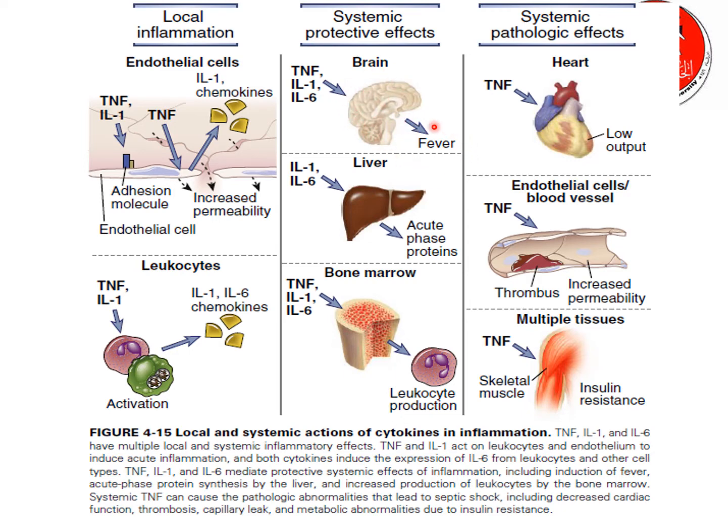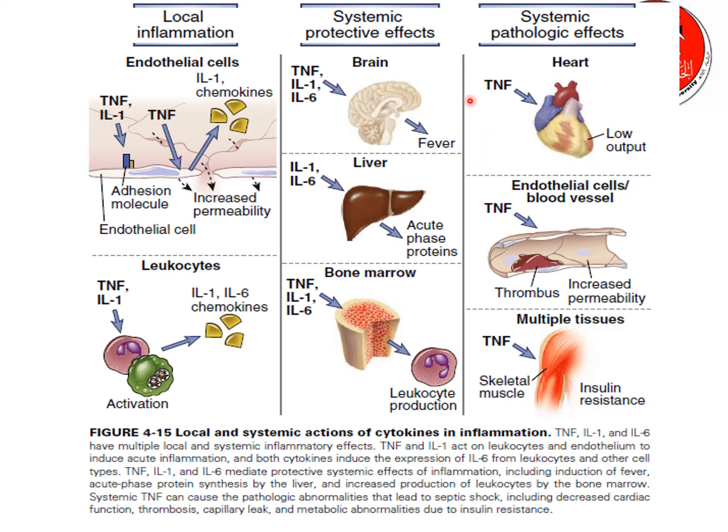As we said, it induces fever by a mechanism that we asked you to look up, induced by TNF, interleukin-1, interleukin-6. Also, it has an effect on the liver. Interleukin-1 and interleukin-6 lead to acute phase proteins, which is C reactive protein or the CRP. Also on the bone marrow, it induces leukocyte production by TNF, interleukin-1 and interleukin-6. Also, the interleukins might have systemic pathological effects, but we're not talking here about the interleukin-1 family.